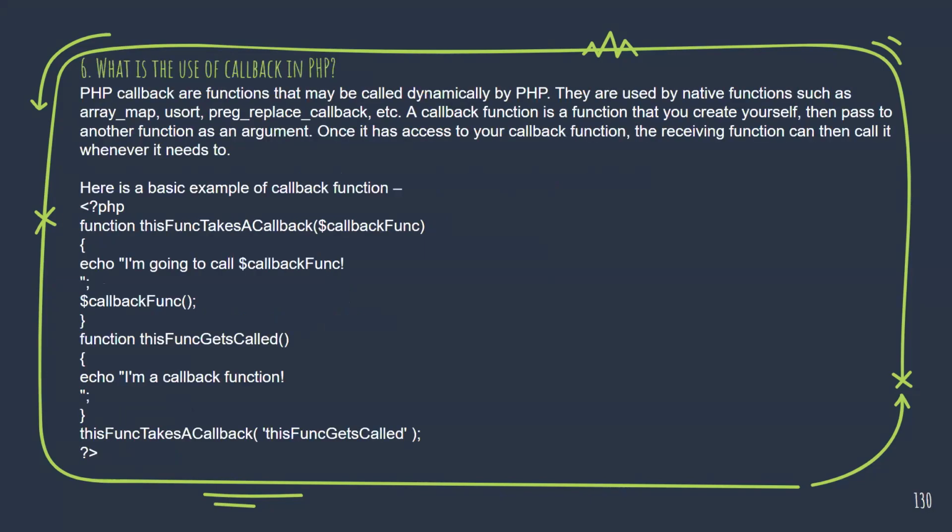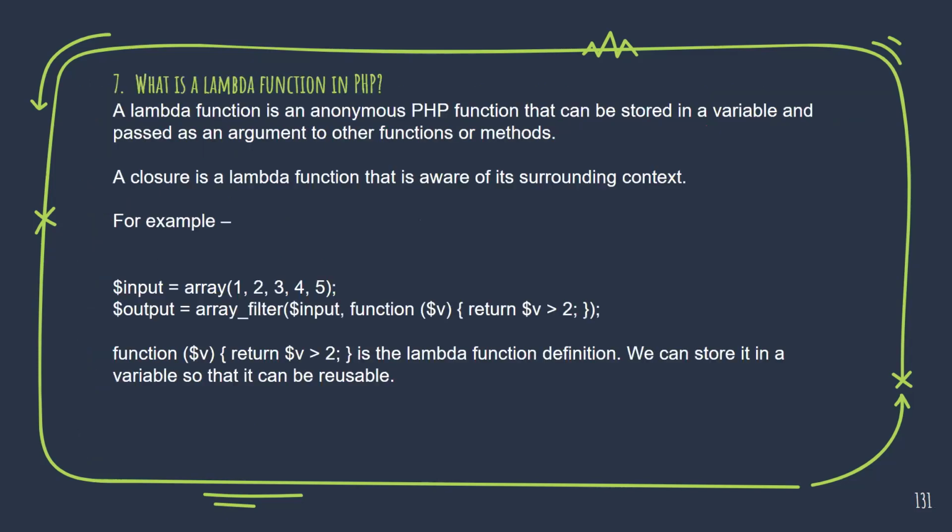What is the use of callback in PHP? PHP callbacks are functions that may be called dynamically by PHP. They are used by native functions such as array_map, usort, preg_replace_callback, etc. A callback function is a function that you create yourself and pass to another function as an argument. Once it has access to your callback function, the receiving function can then call it whenever it needs to. Here we show a basic example of a callback function, which uses its own syntax.